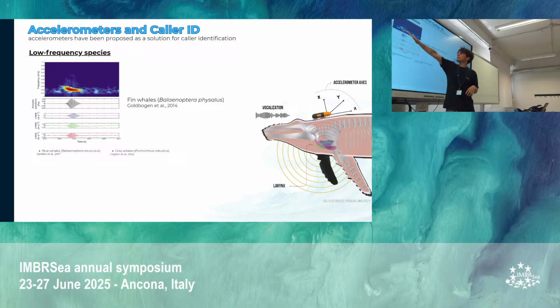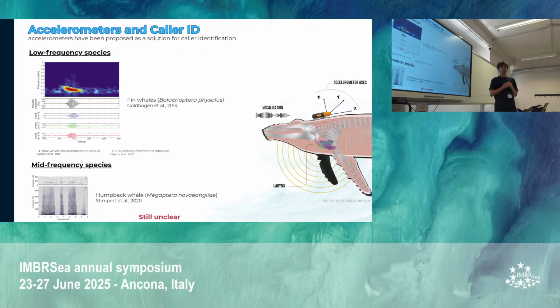So here we have, for example, the acoustic spectrogram, where you can see the call, and here you have the spectrograms for the different axes of the accelerometer, and you can see some level of detection. So this was replicated for other low-frequency species. However, for mid-frequency species, such as the humpback whale, we just had one study describing that this detection is possible, but they didn't go further on that.